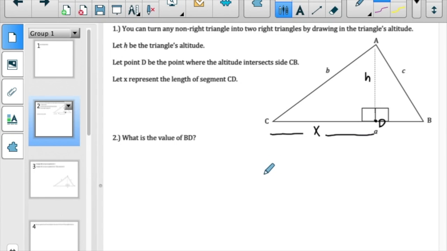Now it says, what is the value of BD? So what was this whole side originally? A. C to D is going to be X, so DB is going to be A minus X. Good. The whole segment is A, this little piece is X, so this segment over here is going to be A minus X.